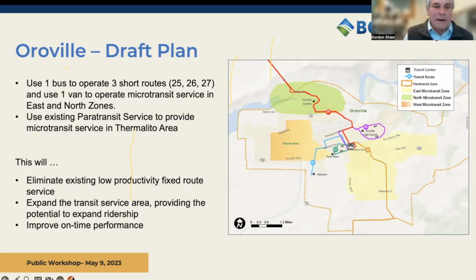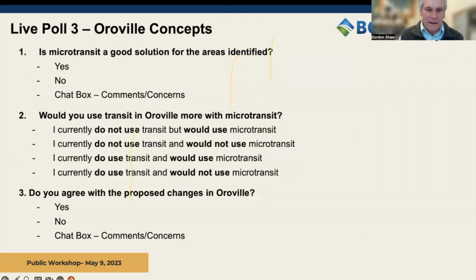So overall, what we've done is we've eliminated these low productivity fixed route services that go off into the county and don't serve very many people. We've expanded the transit service area. We think it gives us a good basis for improving ridership in the future as people get used to microtransit. And then this bus will be able to stay on time better. So that's kind of a quick summary on Oroville, and Katie has a poll.